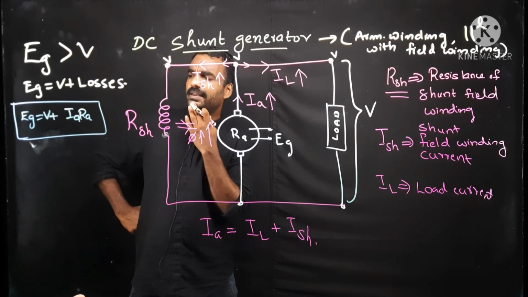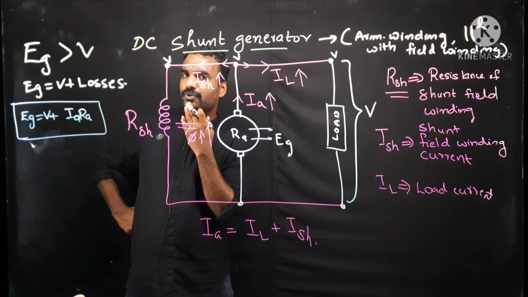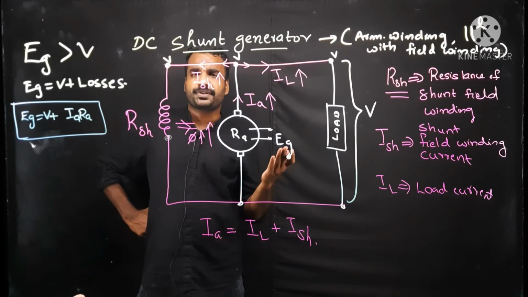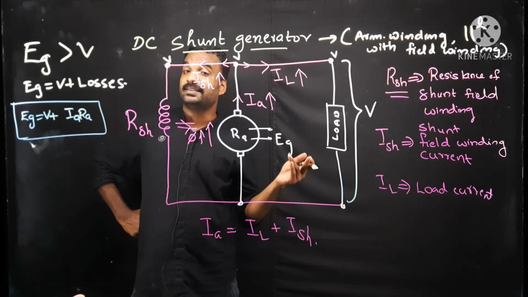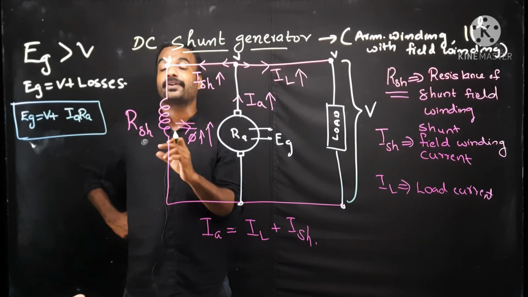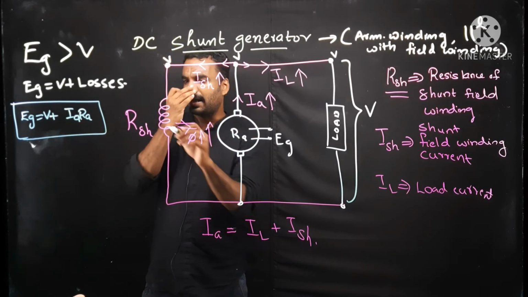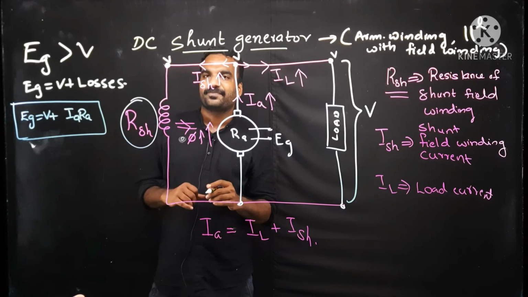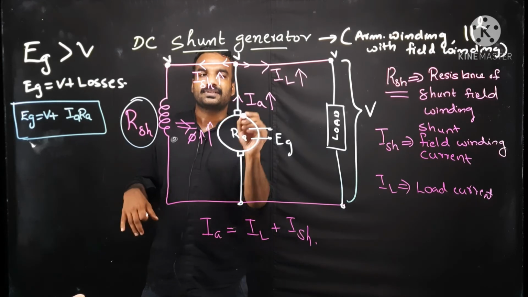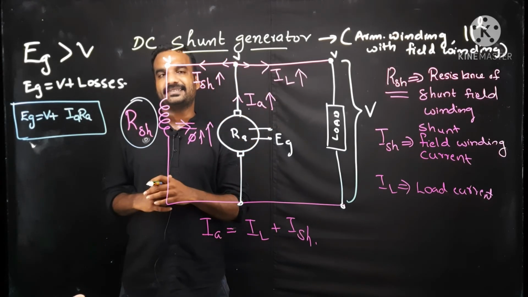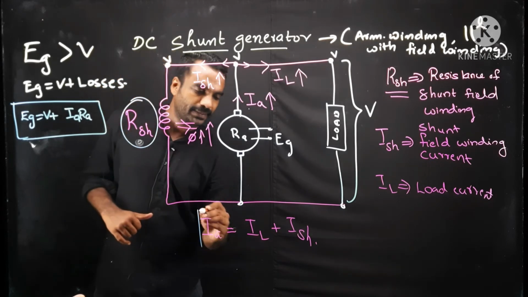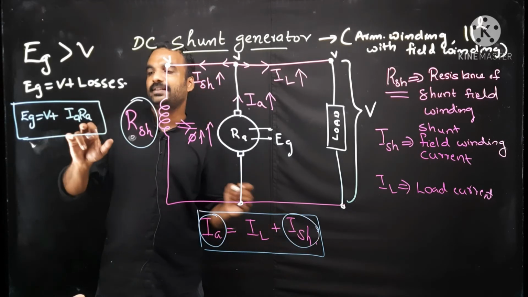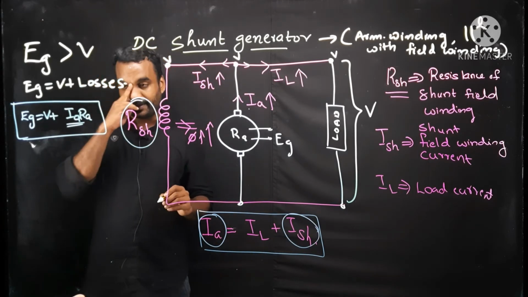So now I am thinking, is there any effect of ISH on this EMF equation? What was the previous equation? EG is equal to V plus IA into RA plus RSC. In that one, the field winding has an effect. But in this one, directly there is no effect of RSH. RSH is not having any effect on this equation. That is wrong. RSH does have an effect because IA is equal to IL plus ISH. In this IA, ISH is having an effect.